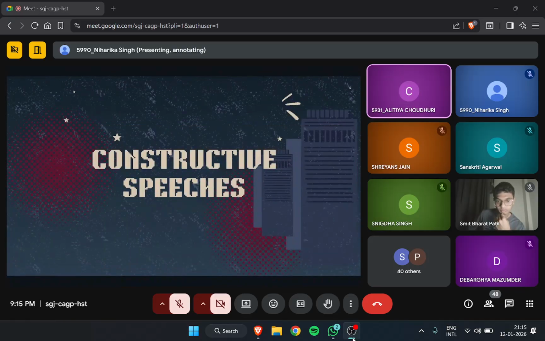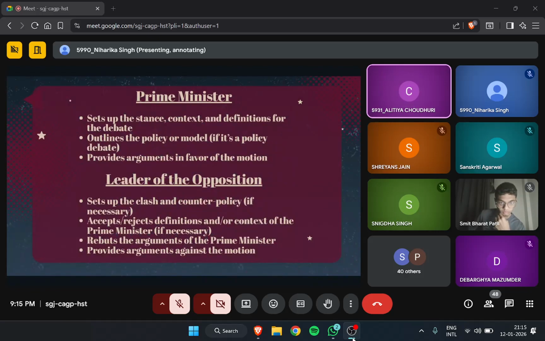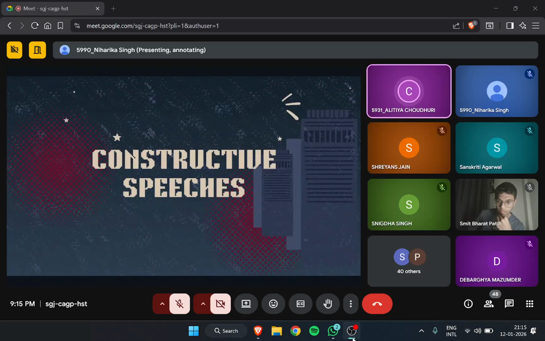Constructive speeches. So you have PM speech first. So before Smith takes over, is there any kind of question regarding the structure itself that we just explained to you? If any, just go ahead and raise your hand. Cool. I'm seeing none. Smith, you can simply go ahead and take over. Thank you so much.